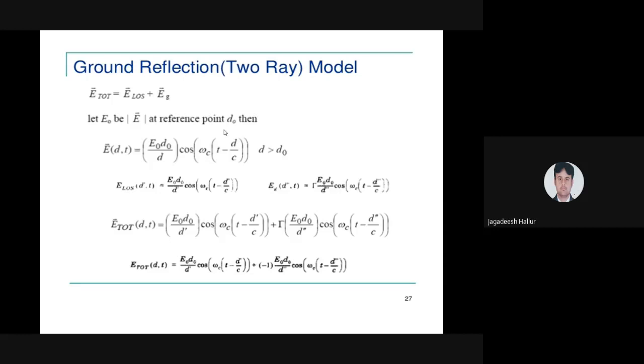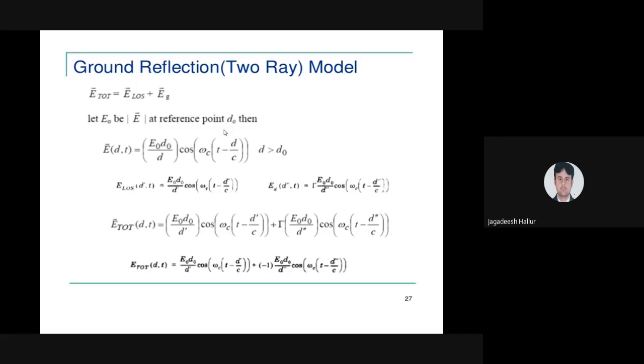We have already mentioned, with respect to the direct line of sight, E of D dash comma T is equal to, just modify, E naught D naught divided by D. Instead of D you can write D dash, because the distance for direct line of sight is D dash, cos omega C into T minus D dash divided by C. That is the direct line of sight electric field.